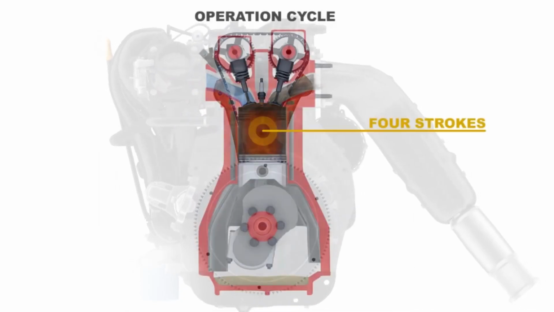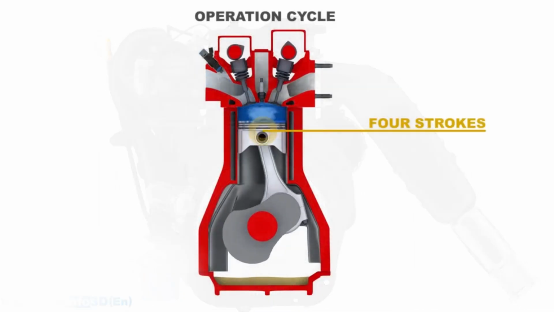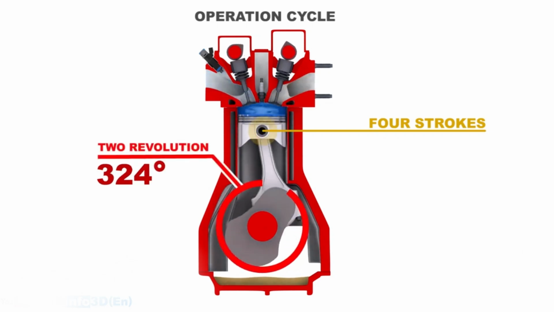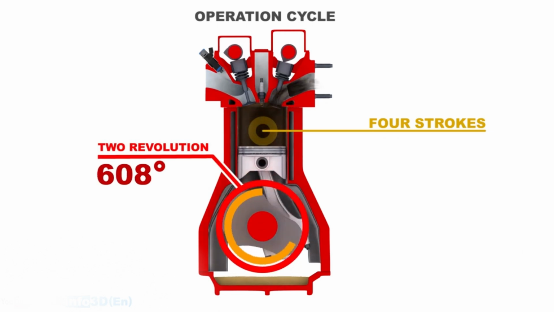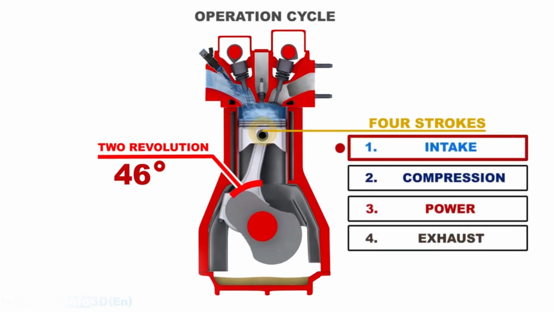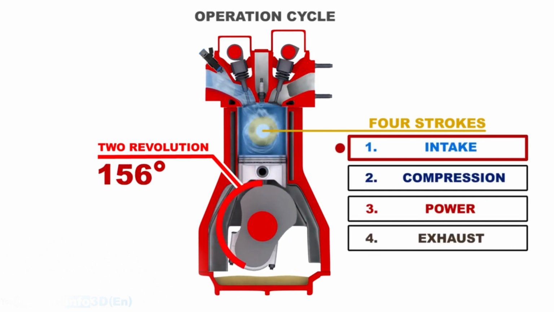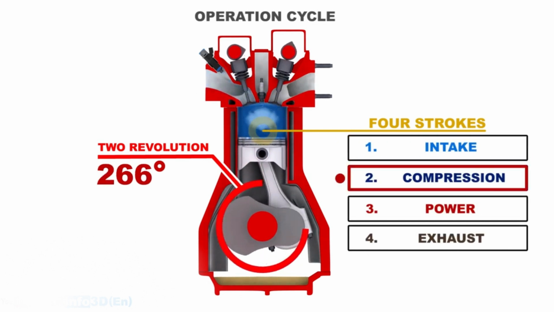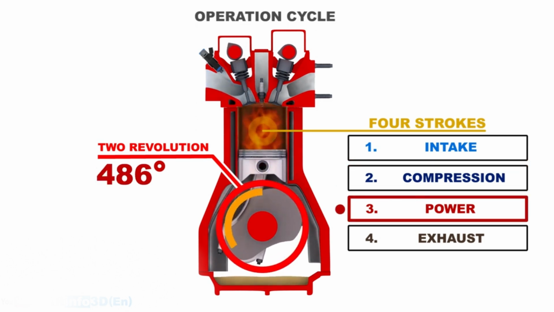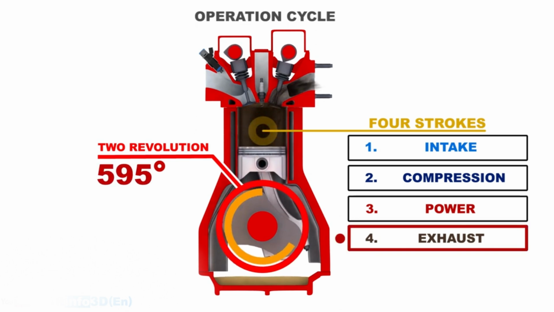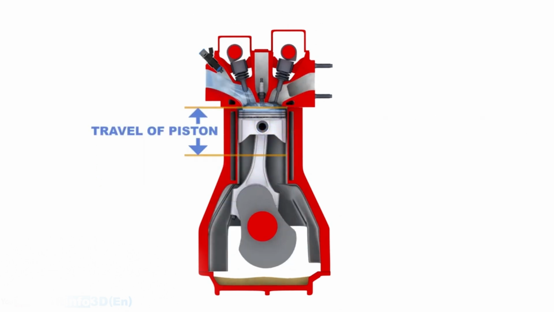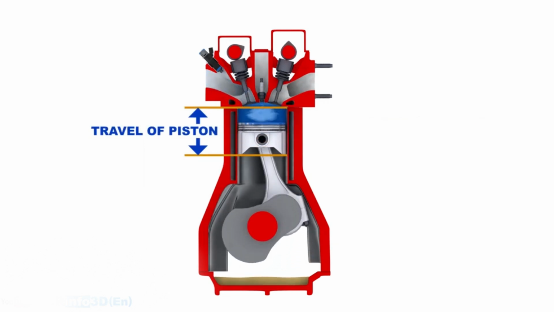For the sake of simplicity, we will only review the operation of one cylinder. The engine's operation cycle consists of 4 strokes, or 2 crankshaft revolutions. The 4-stroke cycle is then repeated. Stroke 1, intake. Stroke 2, compression. Stroke 3, power. Stroke 4, exhaust.